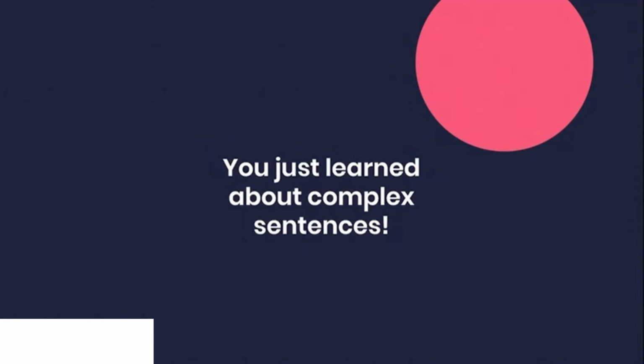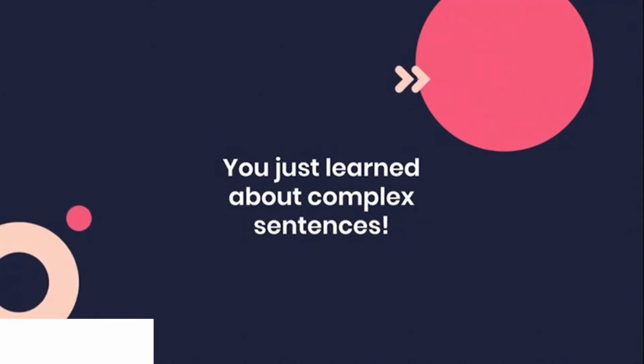I have some good news for you. You just learned about complex sentences. It doesn't get any more complicated than that. Complex sentences contain an independent clause and at least one subordinate clause. And that's what we've just done.